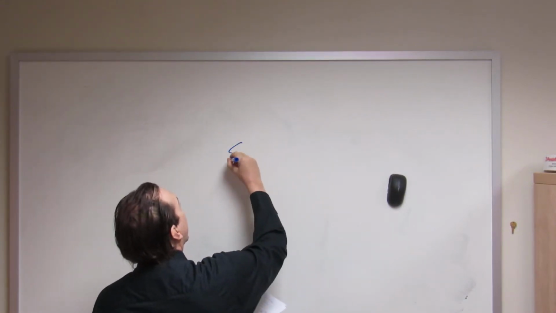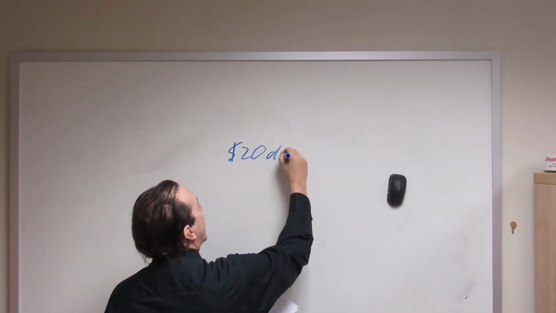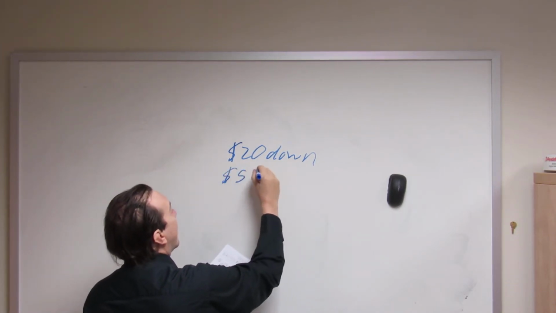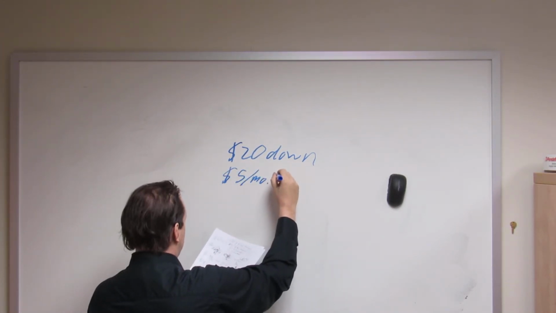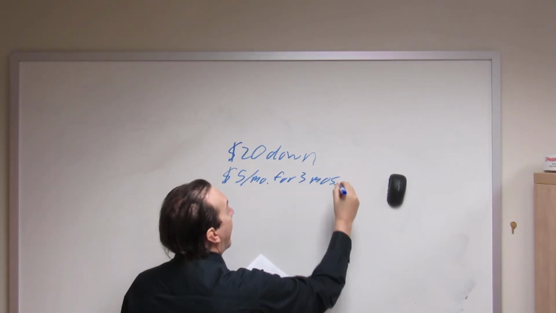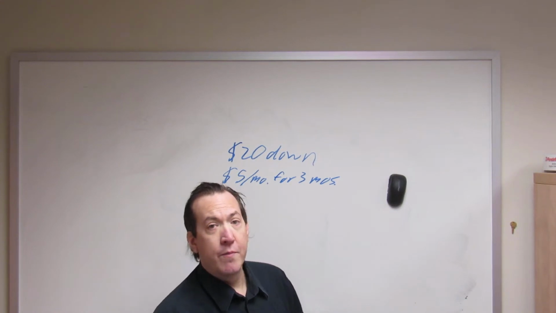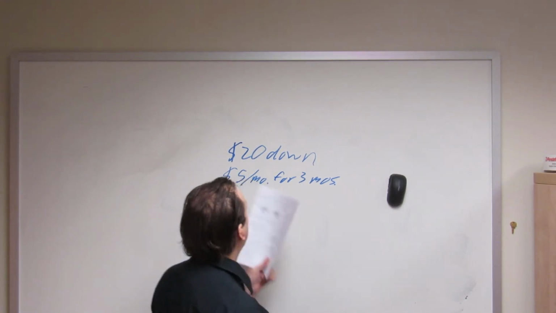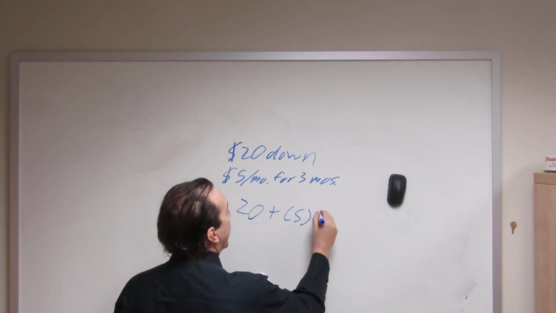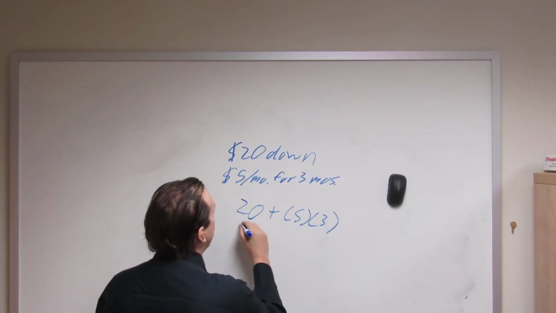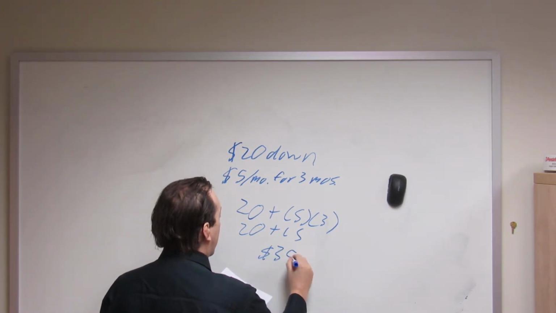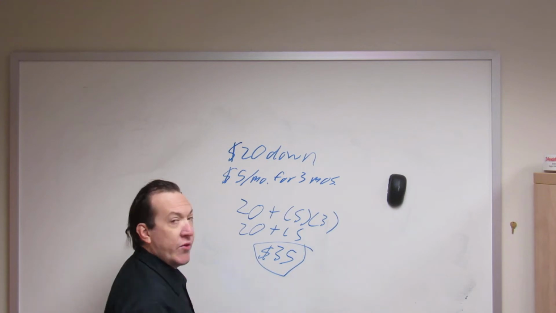Then you have something where, let's say you pay $20 down and then you pay $5 per month for 3 months. And how much is the total cost? So we're going to have $20 plus 5 times 3, which is 20 plus 15, which is the total is $35.